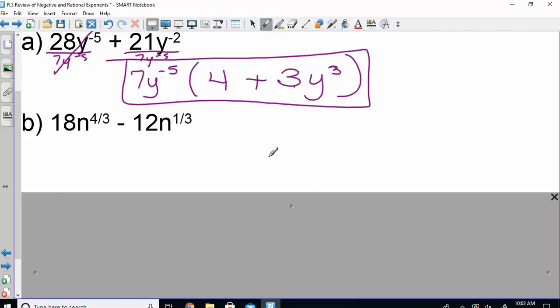So, what can we factor out of this one? 6. 6 for the coefficients. For my n, what's smaller, 4/3 or 1/3? So we'll take out 6n to the 1/3. Okay, factoring that out is like dividing it. So 18 divided by 6 is 3. With your n's, you subtract. 4/3 minus 1/3, 1. Minus 12 divided by 6 is 2, and those n's cancel. So we just get 6n to the 1/3 times 3n.